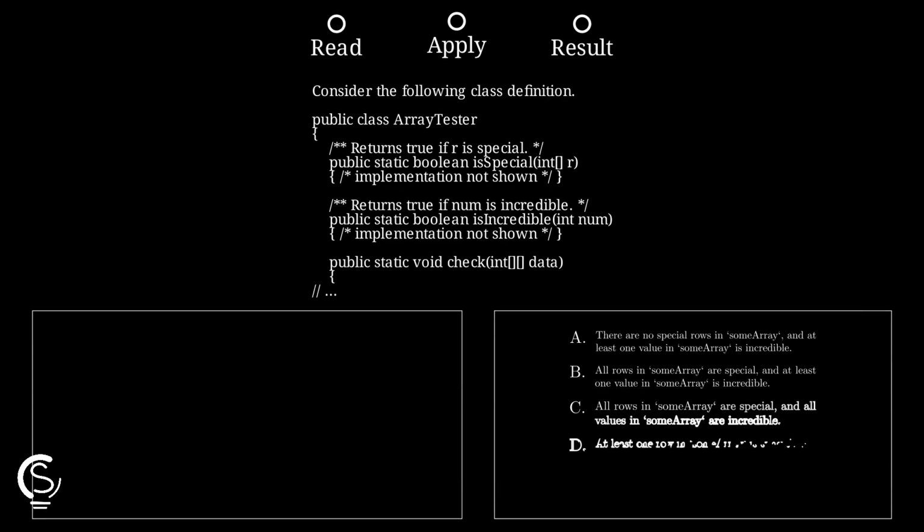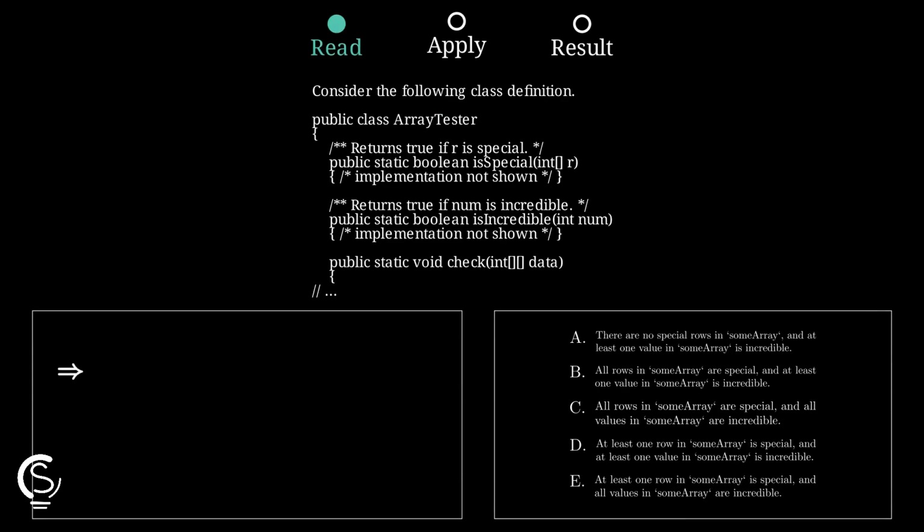First, look at result 1, which starts as false. It only flips to true if at least one row in the array is special. Just one row makes it happen. Boom!